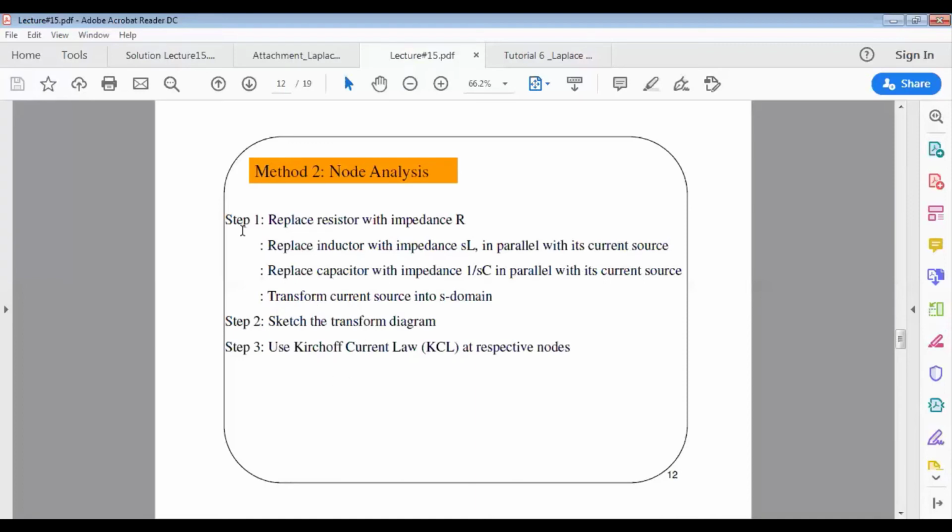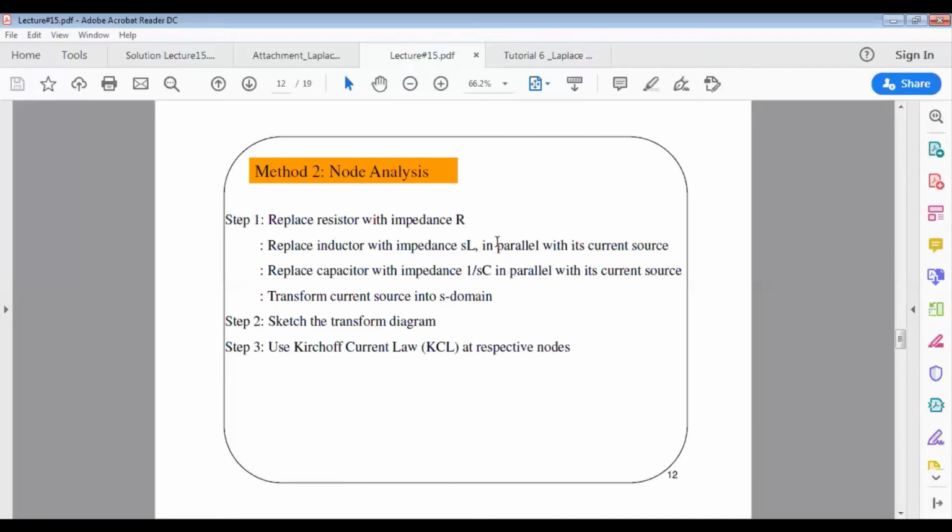Okay, so let's have a look at the steps of using the node analysis. Again, the steps will be similar to the loop analysis. We have step number 1, which is transforming all the components, RLC together with the current source, in the S domain. This is what we have learned in part 1 of the lecture.